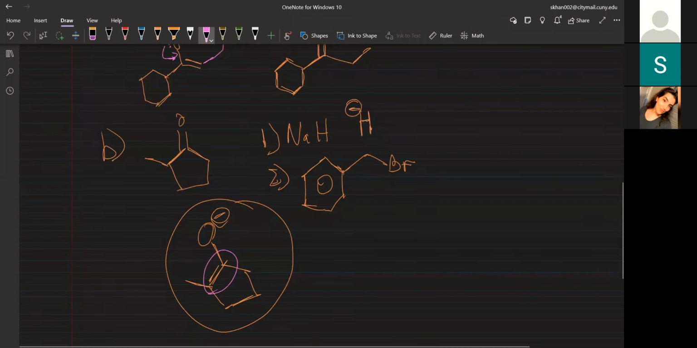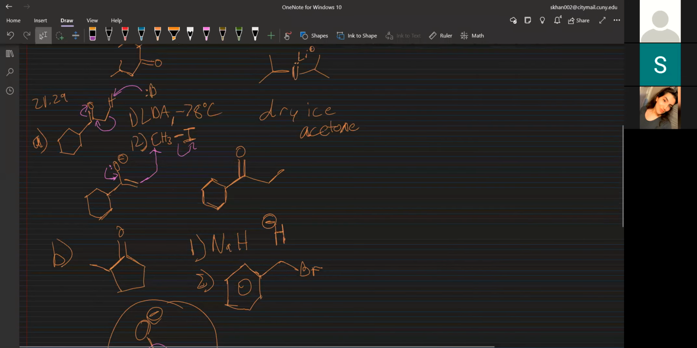But that's a key thing with these alkylations, right? Whenever you see a big bulky base, LDA, yes, tert-butoxide will be fine too, and a low temperature, it's going for the less hindered position, aka the kinetic enolate. Maybe I'll write that here.